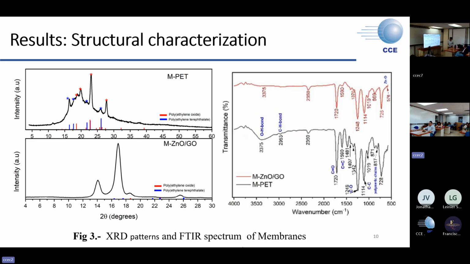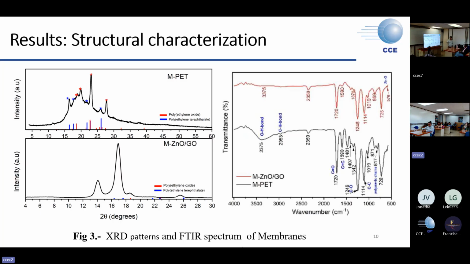So this is the infrared spectroscopy. These are the different functional groups that are in the membrane. This is the membrane only with PET. If you see, it's more or less the same signal when we introduce the zinc oxide.